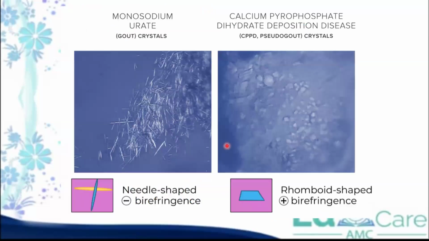This is again from MCQ questions. They have asked about the crystal types. Needle shape, negative birefringence is monosodium urate crystals, that is in gout. Calcium pyrophosphate crystals are found in pseudogout. They are rhomboid shaped, with positive birefringence, right? So remember the two references. Needle is negative.